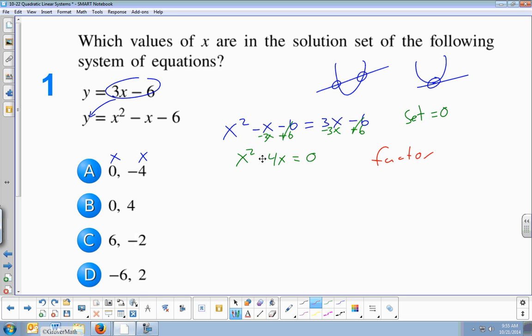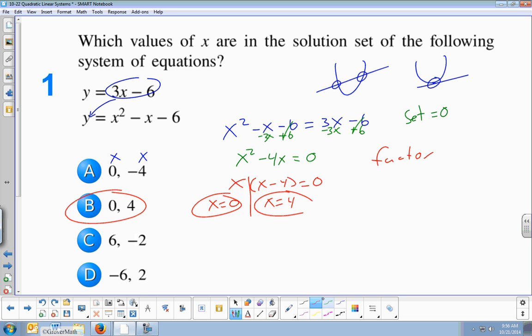And sometimes it's a trinomial, sometimes it's a dot, sometimes it's a GCF. In this case, it's a greatest common factor problem, where I could take out an x, and that will give me x minus 4 left over, set equal to 0. Set each of these equal to 0, I end up with x equals 0, and x minus 4 equals 0 gives me x equals 4. When solving for x, I would add 4 to both sides, so I get 0 and 4. And those are the two x values, so that's the answer.